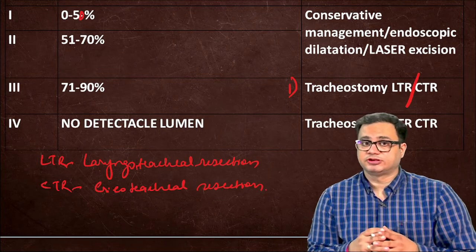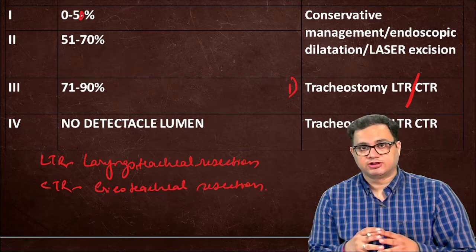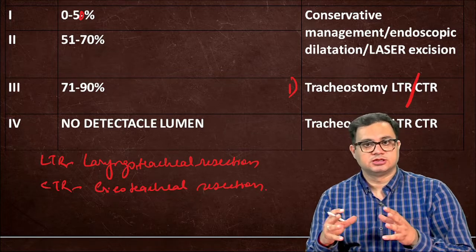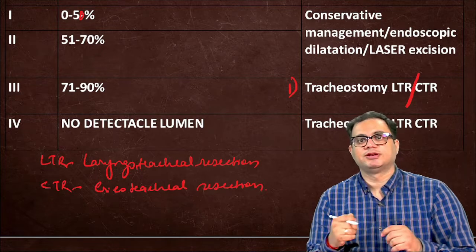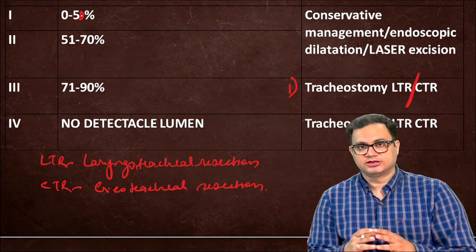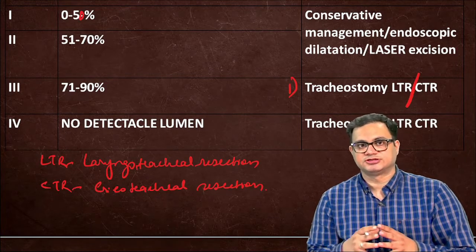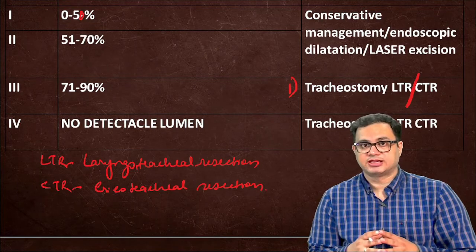Whereas in cricotracheal resection, we cut the stenotic part of the larynx and the cricoid area, remove it, and do an end-to-end anastomosis. The success rate of cricotracheal resection is much higher as compared to laryngotracheal resection.